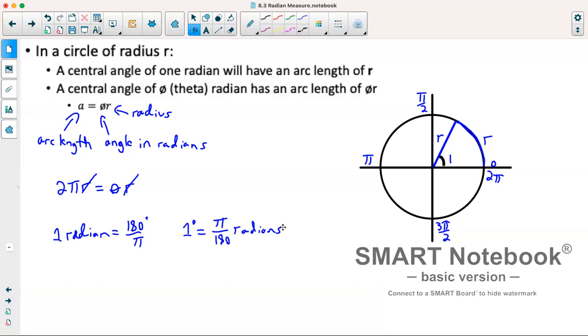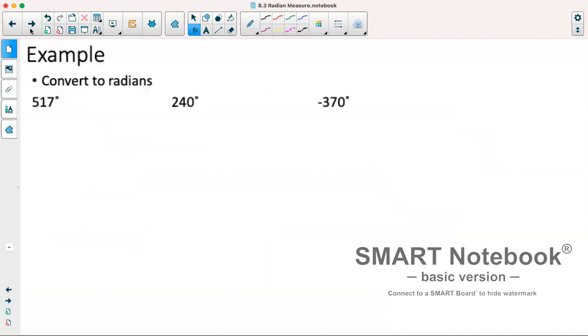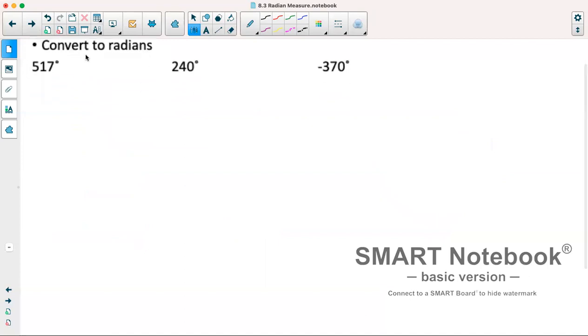Now, if we are going to convert to, say, radians from degrees, we'll multiply by this scale factor. If we are going to degrees from radians, we'll multiply by this scale factor. So in these examples, we're converting to radians. So if we're converting to radians, we're multiplying by pi and dividing by 180. So that 517 degrees works out to 9.02 radians.